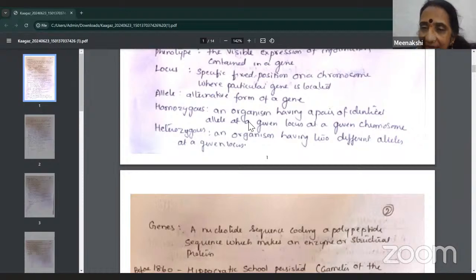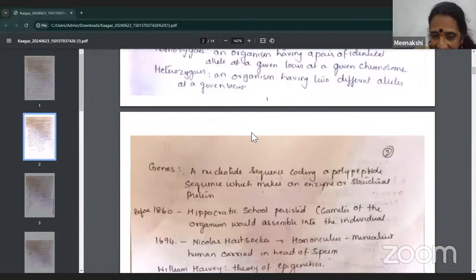When we say capital T, that is a trait for tallness of a plant, and it is present on a homologous chromosome at a fixed position. In case one of the chromosomes has capital T and the other chromosome has small t at the same location, it is a heterozygous condition. So an organism having two different alleles at a given locus is called heterozygous.